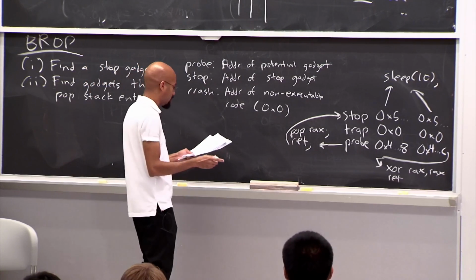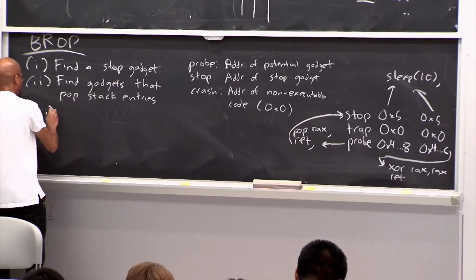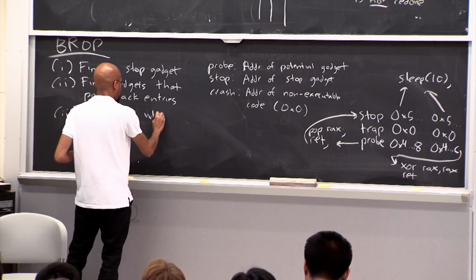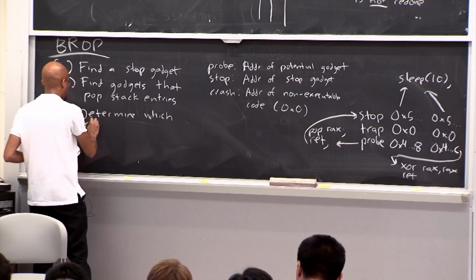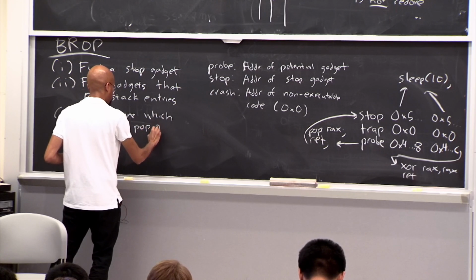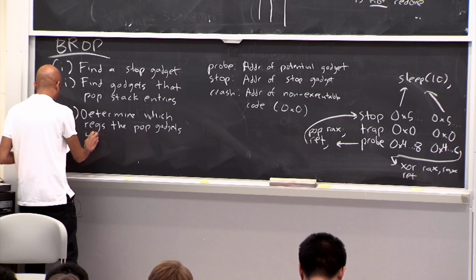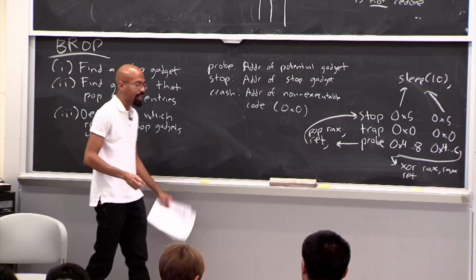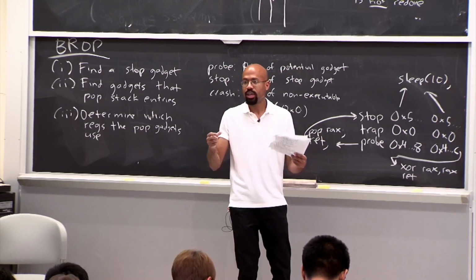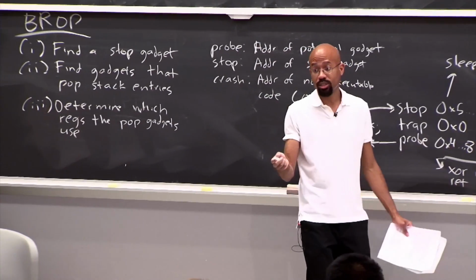Okay? So the next thing that we need to do is determine which registers the pop gadgets use. So how are we going to do that? Well, basically, we can take advantage of the pause system call. Okay? So the pause system call takes no arguments, right? And that means that it ignores everything in the registers.